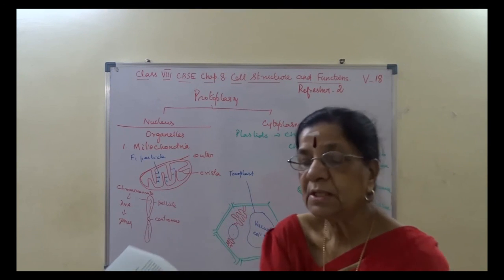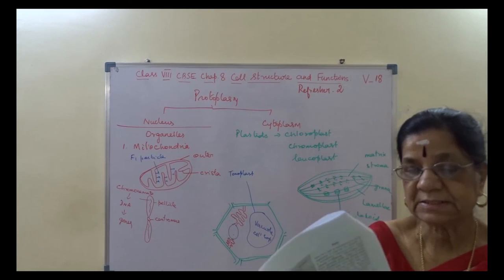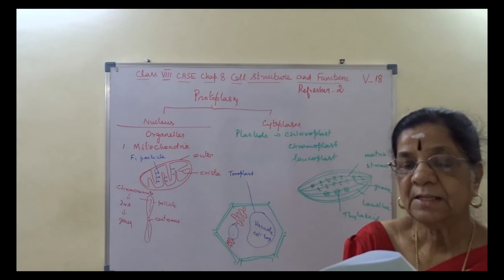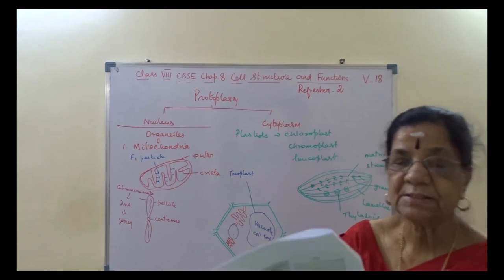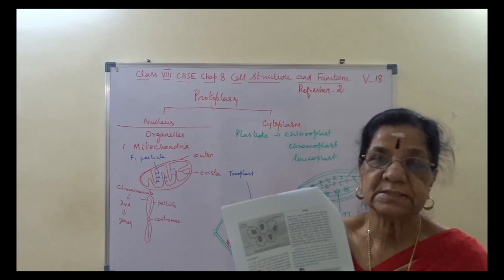Vacuoles are smaller in size. In a human cheek cell, vacuoles are present. They are smaller in size.